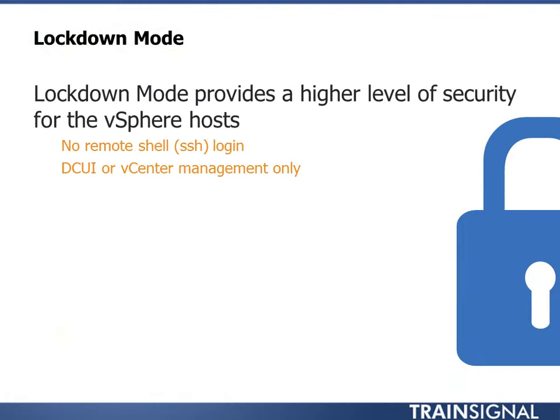Lockdown mode. Lockdown mode provides a higher level of security. It's also extremely annoying. Basically, it says we're not going to allow any remote shell at all. The only way to manage this host is the DCUI, plug a keyboard and mouse into the front of the server, or hope you have remote lights out, which you probably do, or vCenter. If you lock yourself out of vCenter, you can't SSH in. You've got to get to the server and redo stuff manually.